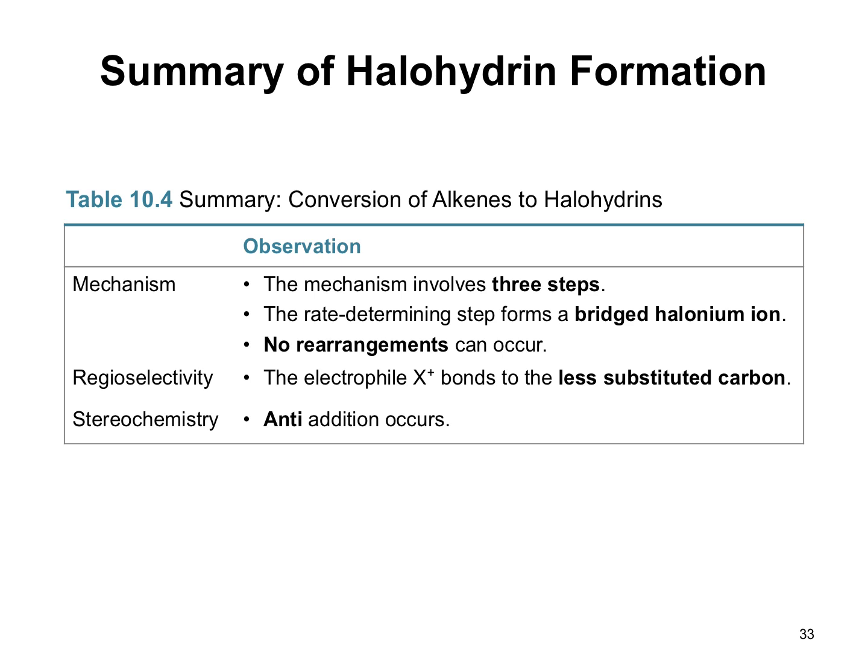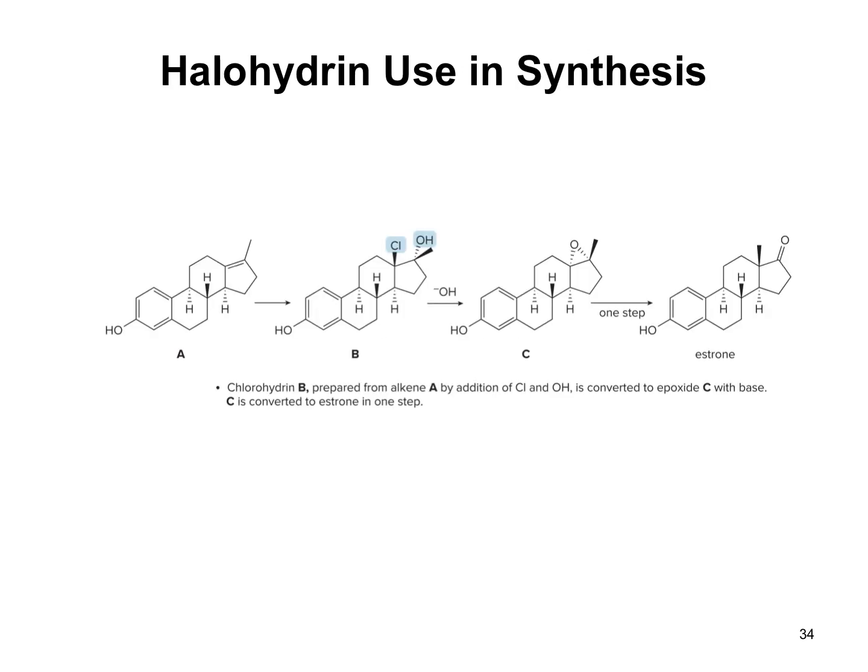This halohydrin reaction is used in synthesis. So I always love a good example. This is an example of a natural product. It's a female sex hormone called estrone. And when this is synthesized in the laboratory, one of the steps is the formation of a halohydrin, which you see right here.